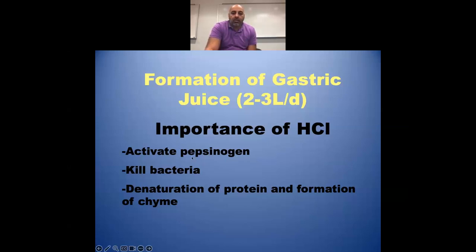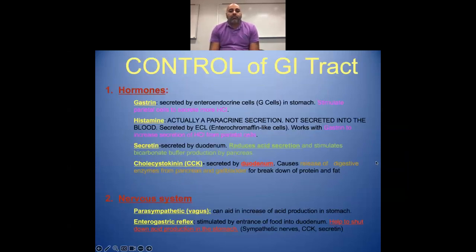HCl, like we mentioned, you produce a decent amount, 2 to 3 liters a day, for activating pepsinogen, killing bacteria, breaking down protein structures, and helping form that chyme.